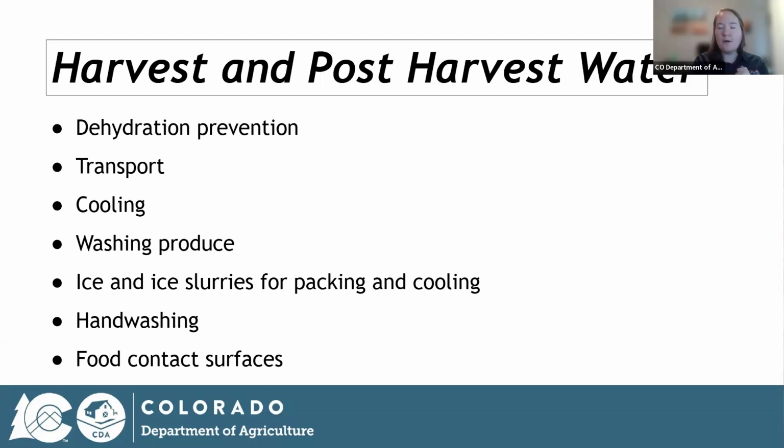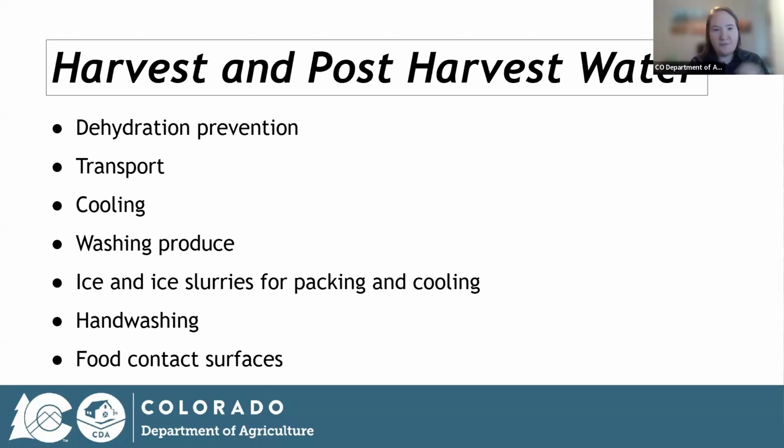Ice and ice slurries are also considered as well. I know ice isn't used very often here because we know that water is a precious commodity, but again, it is something to consider if you are using ice, that it does have to meet these requirements. Of course, also hand washing, that's also a very important one too. You don't want to be using water that your employees are using to wash their hands, and especially if they are touching the produce, then if there's any bacteria on their hands, it's now getting on your produce, getting on your harvest bins, it's getting everywhere.